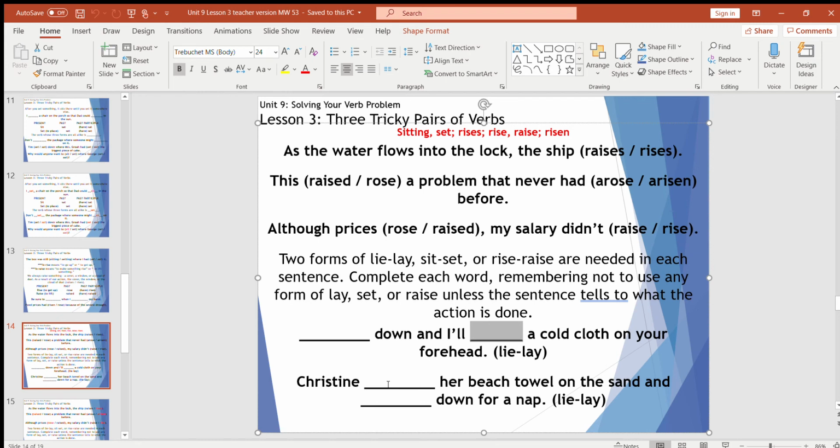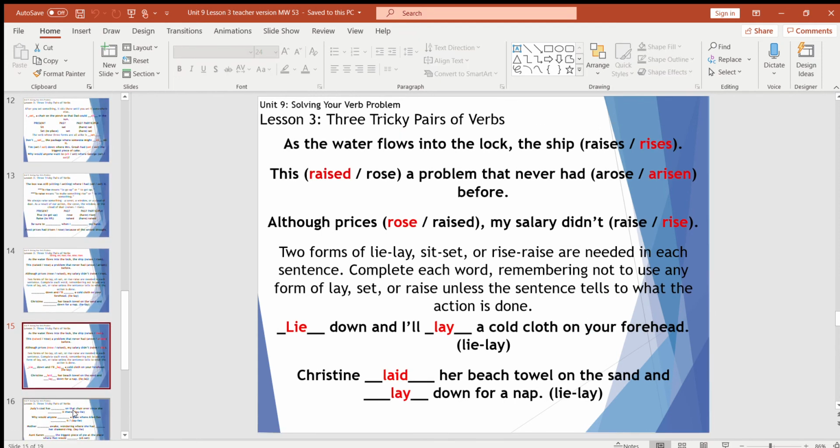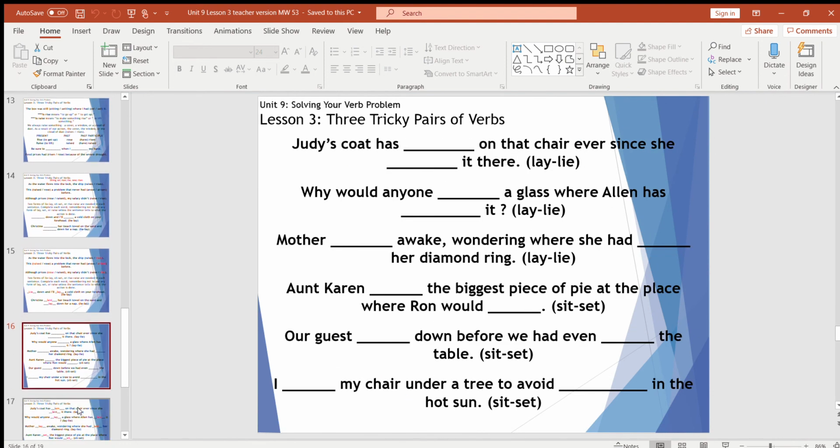Christine blank her beach towel on the sand and blank down for a nap. Okay, so she put down the beach towel. Let's do it in past tense. She laid her beach towel on the sand and lay down for a nap. So it's laid, L-A-I-D, and then lay, L-A-Y. Okay? And again, like I said, it really does help to have the definitions next to you for this. Alright, 3 more with lie and lay.